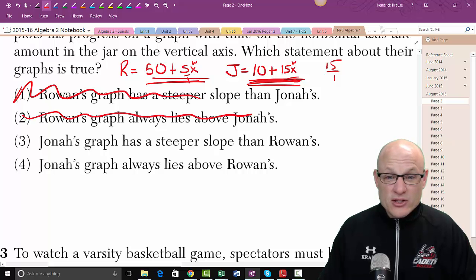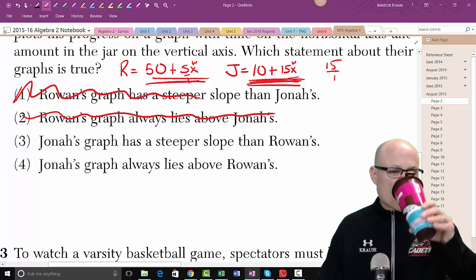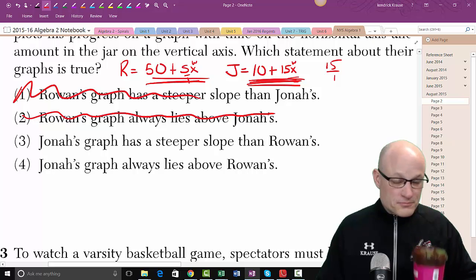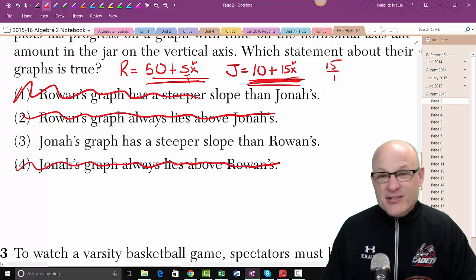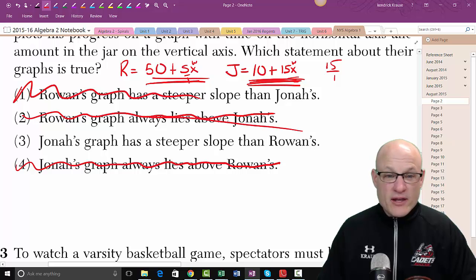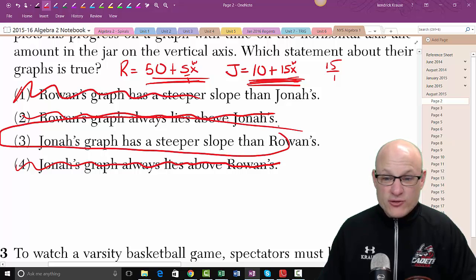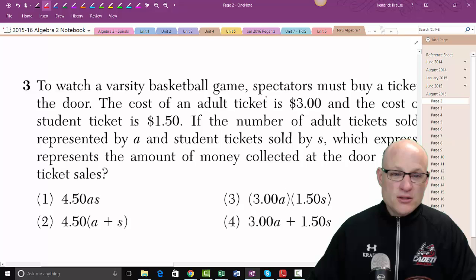So eventually, Jonah will catch up in about 5 weeks. Jonah's graph has a steeper slope, that's true. And Jonah's graph always lies above Rowan's. The problem is, not until week 4. It starts out below and then eventually gets above. So there's your answer.